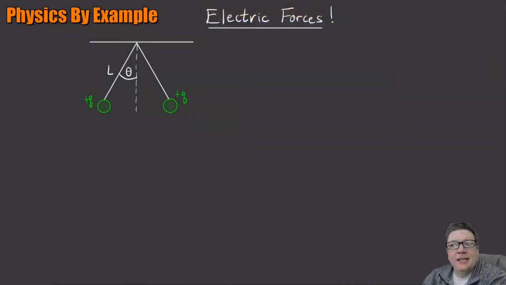Here's another problem with electric forces that I've seen in just about every textbook. The example is that I've got a couple of positive charges hanging from the ceiling, and they're repelling each other. When they repel each other, on these strings they make an angle, theta, with respect to the vertical. And so if I know the masses of these things and I know the angle, I can compute the charge on each one.